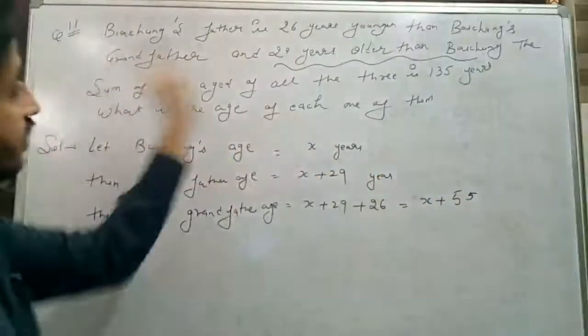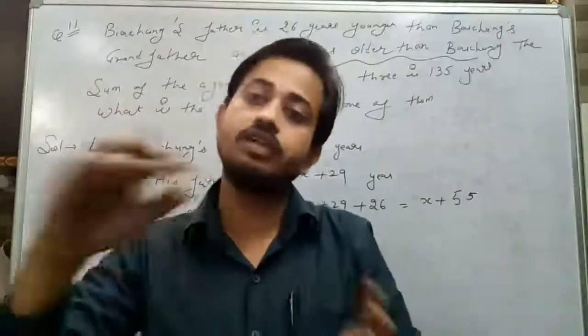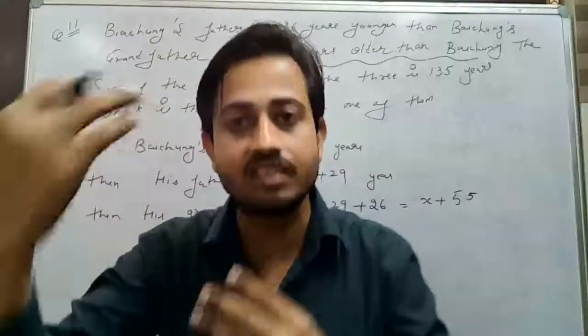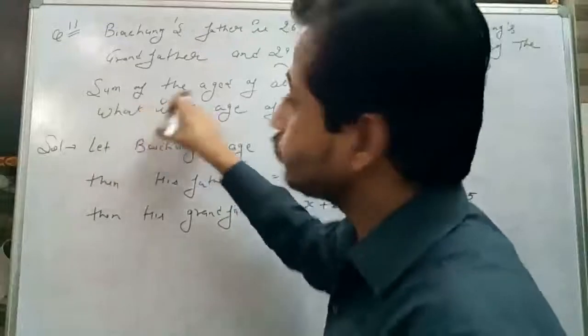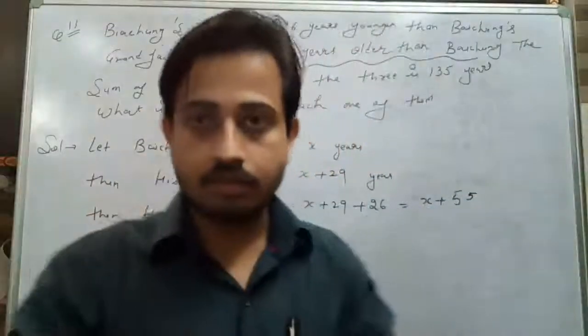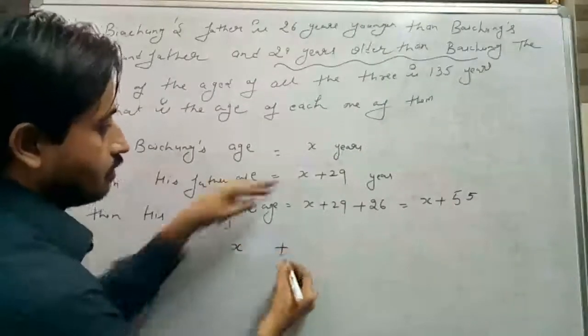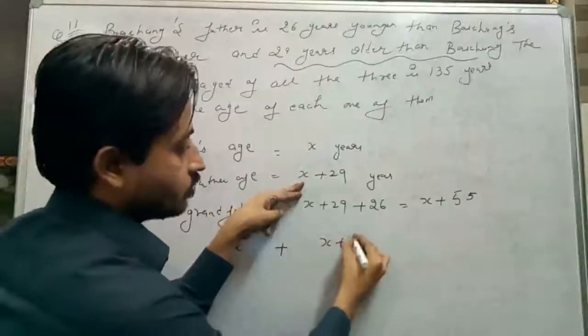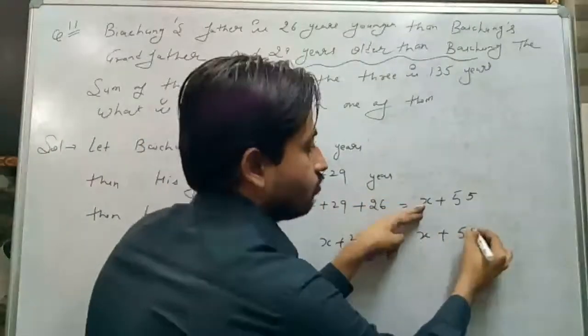So we have read the statement and found out the terms. Now we have to read the next part of the statement. What does the statement want to ask us? Sum of the ages. It means we have to add the ages. So we have to add x plus 29 plus x plus 55.